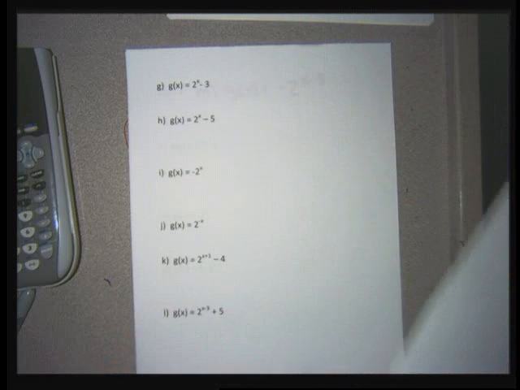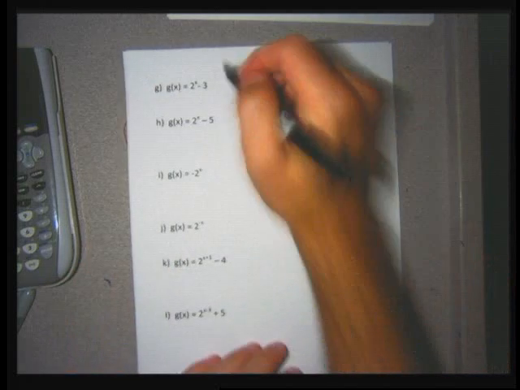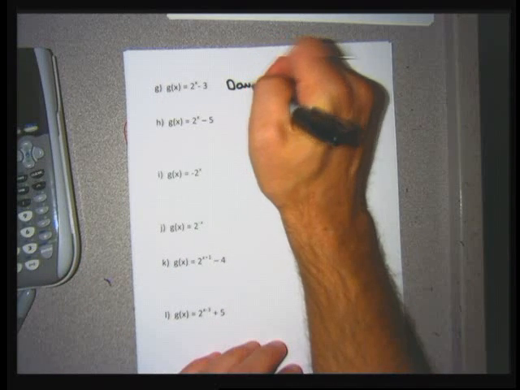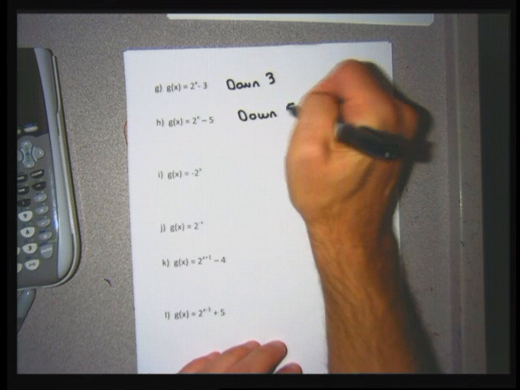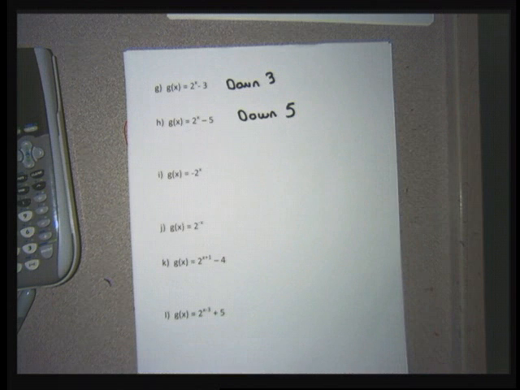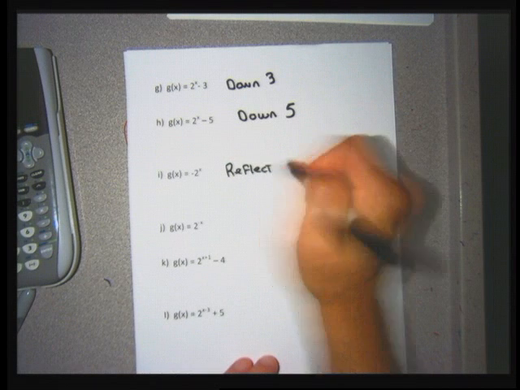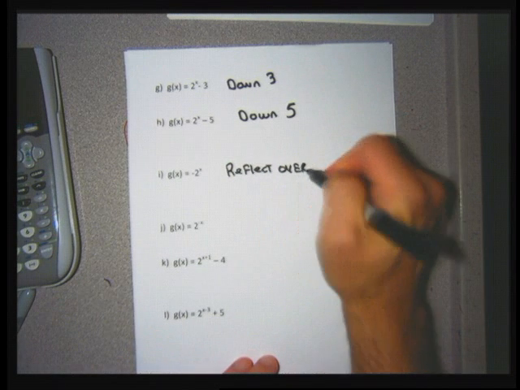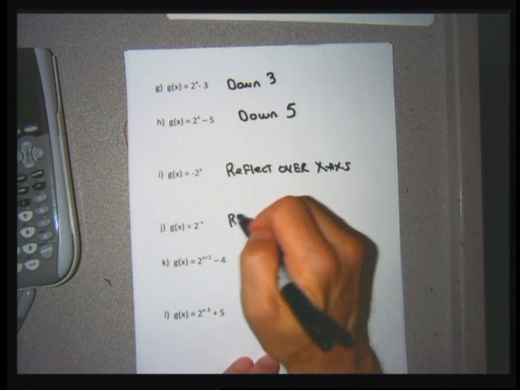G and H are the downs because they're minuses, but they're not in the exponents. And that will move a graph down that many units. Part G, the graph would go down 3 units. Part H, the graph would go down 5 units. I and J have my negatives. A negative out to the left, not in the exponent, reflects it over the x-axis. A negative in the exponent reflects it over the y-axis.